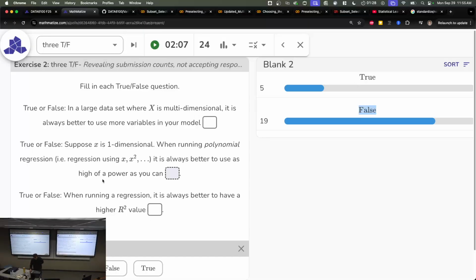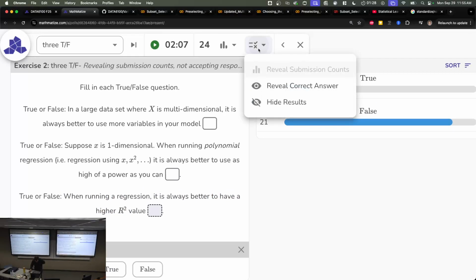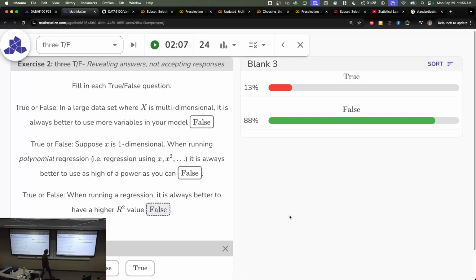False, false, and is it always better to have a higher r squared value? Okay, surely this one. And again, you guys are too good for my tricks. This one is also false. The reason is because r squared, unless you are careful, almost always refers to the training r squared, or the training error. So when running a regression, is it always better to have a better training error? And the answer is false, because of overfitting.